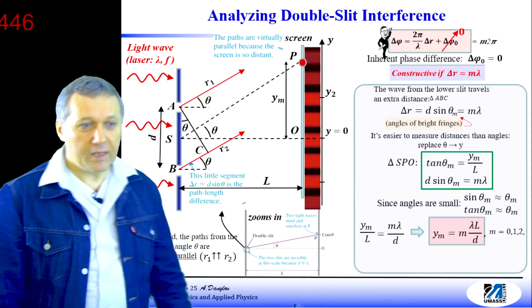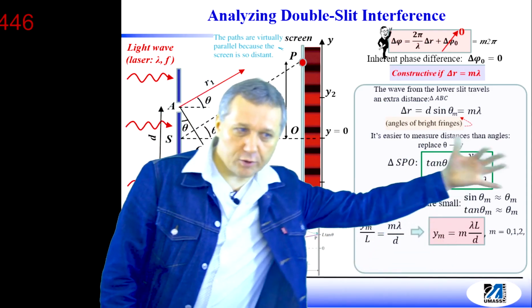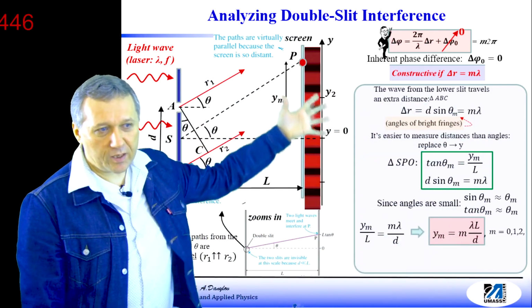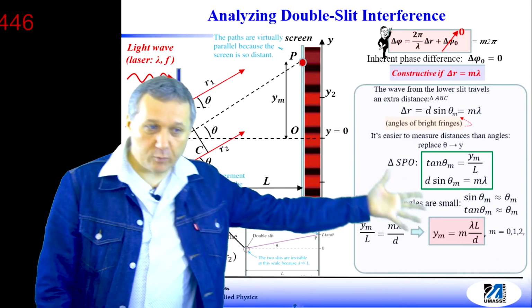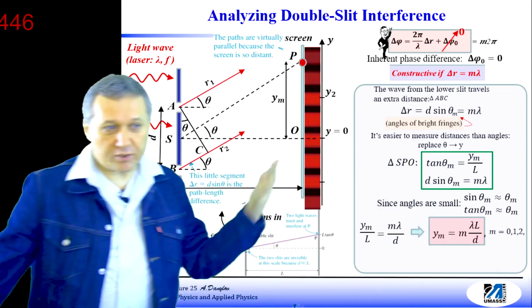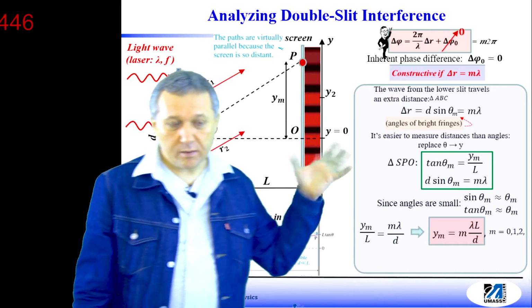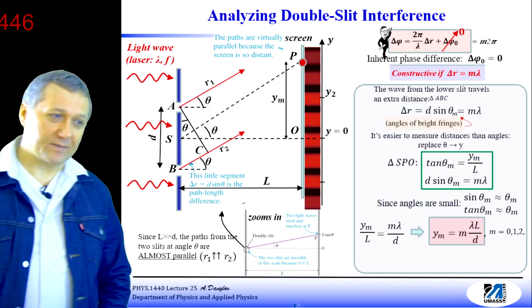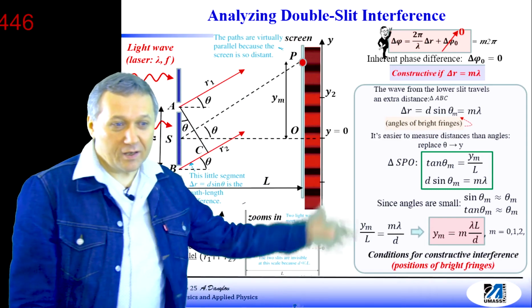M is an integer, 0, 1, 2, 3, 4, 5, all the way to infinity, because we're going to see many bright spots. Lambda is the wavelength. L is the distance to the screen. Usually it's measured experimentally. And d, again, it's not a big deal. You can measure the distance between the slits. Okay, so that's the condition.